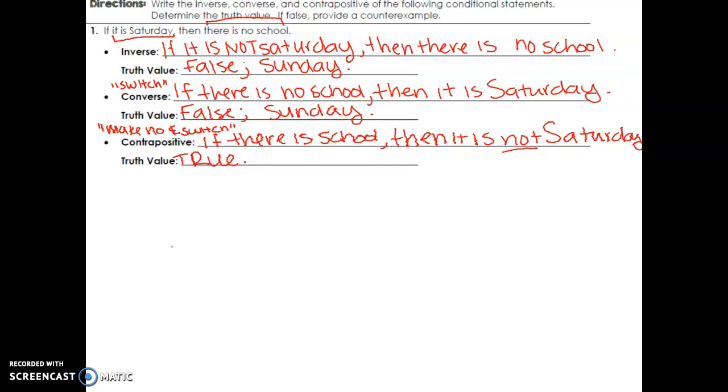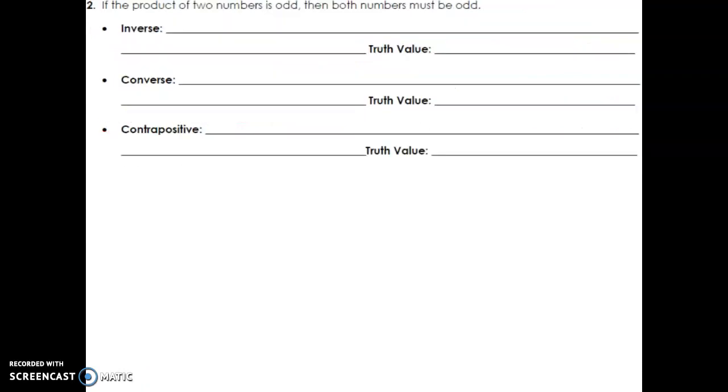Let's move on to number 2. I know these are a little bit difficult to understand, but let's power through these. Number 2 says, if the product of two numbers is odd, then both numbers must be odd. Okay, so first thing we have to do is the inverse. So we have to negate them, make them no's.